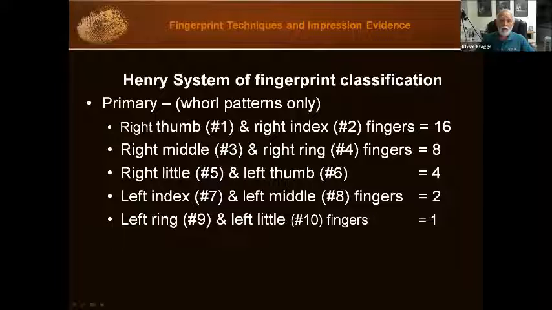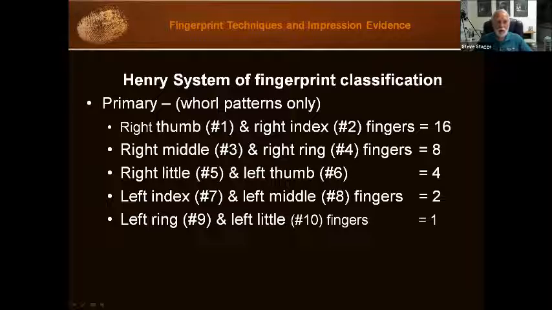If the whorls are on the 3 or 4 position, the right middle or right ring, then they get a value of 8 points each. If they're on the right small finger, number 5, or the left thumb, they get 4 points. If they're on the left index, number 7, or the left middle, number 8, they get 2 points. And if they're on the left ring, number 9, or the left little finger, number 10, they get 1 point each.